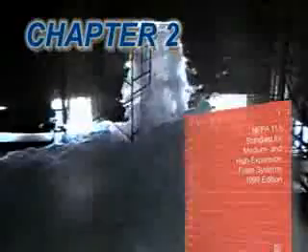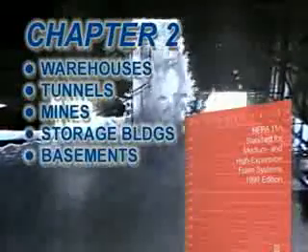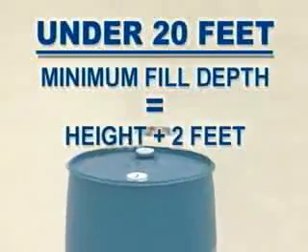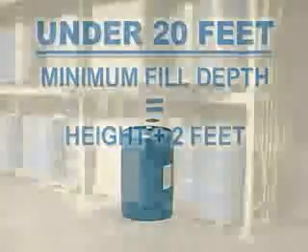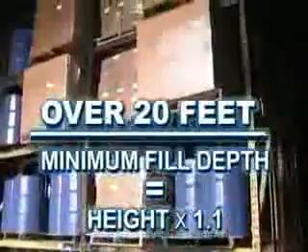NFPA 11A Chapter 2 covers total flooding systems for areas like warehouses, tunnels, mines, storage buildings, basements, ship's holds, engine rooms, and other enclosed areas. The basic concept of total flooding is to fill the space protected to a level above the highest fire hazard. Specifically, if the fire hazard is under 20 feet, the space must be filled to a minimum of 2 feet above that hazard. When the highest hazard is over 20 feet, the space must be filled to 1.1 times the hazard height.